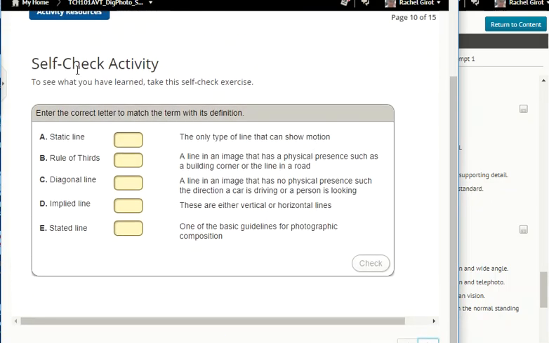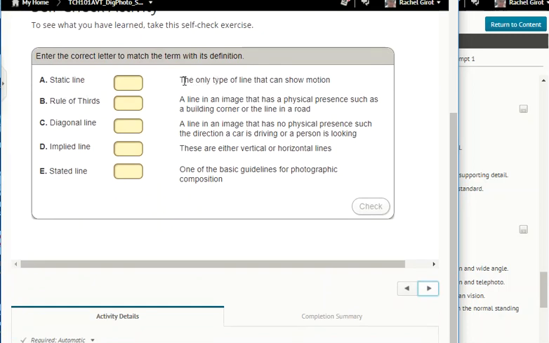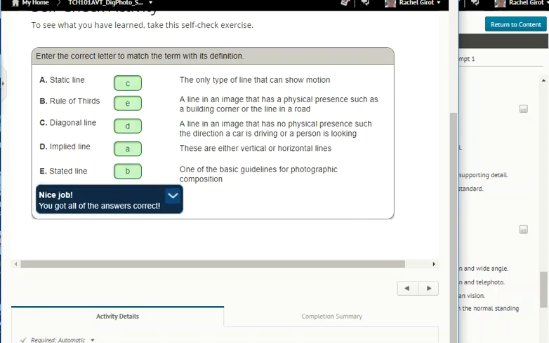Let's find out. Ooh, but first, self-check activity. The only type of line that can show motion is a diagonal line. A line in an image that has a physical presence, such as a building corner or the line in a road, is a stated line. A line in an image that has no physical presence, such as the direction a car is driving or a person is looking, that's an implied line. These are either vertical or horizontal lines. They are static or non-moving. One of the basic guidelines for photographic composition is the rule of thirds. Woohoo!